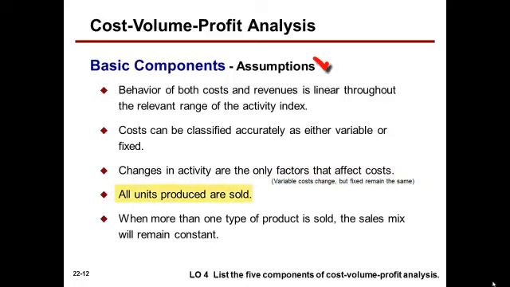4, all units produced are sold. There is no increasing or decreasing of finished goods during a period. What's made during the period is sold during the period. Finally, if there is more than one product line being sold, the sales mix remains constant. If we have an 80-20 split between 2 product lines, if our total sales volume is 1,000 units, that same mix of 80-20 exists if there are 2,000 units sold.